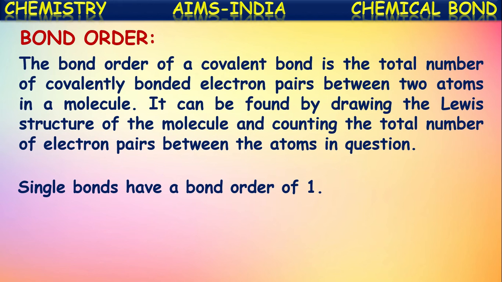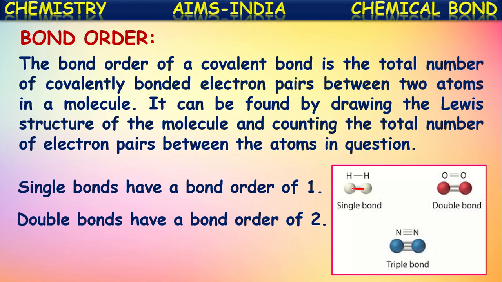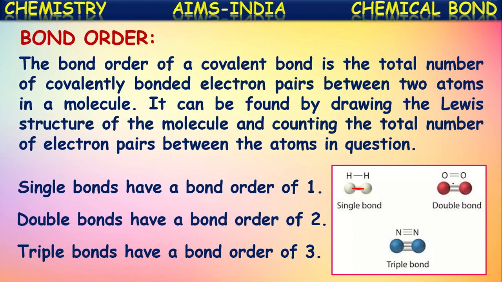Single bonds have a bond order of 1. If we say in the hydrogen molecule there exists a single bond, so a single bond represents bond order 1. If it is a double bond, then the bond order is said to be 2 because in the double bond formation, two pairs of electrons are shared. So the bond order in the molecules where a double bond is formed is said to be 2. In the same way, triple bonds have a bond order of 3.